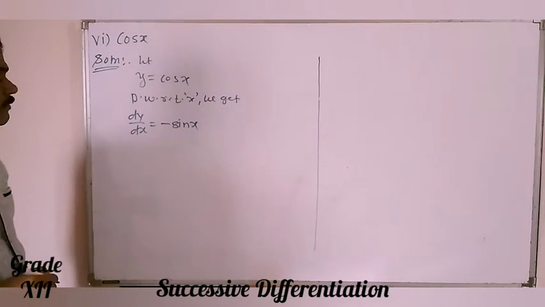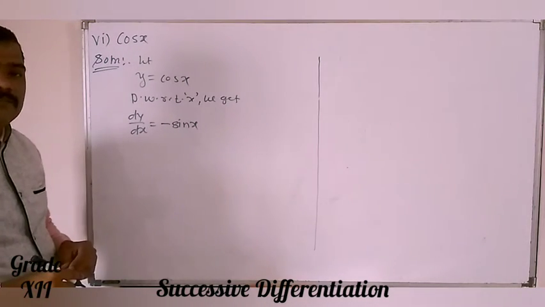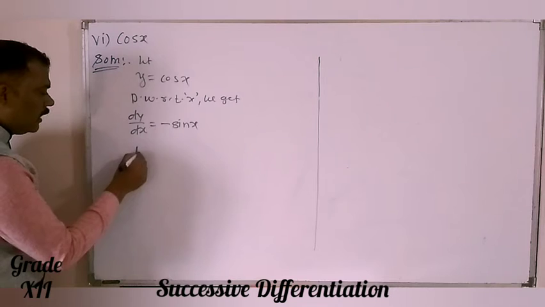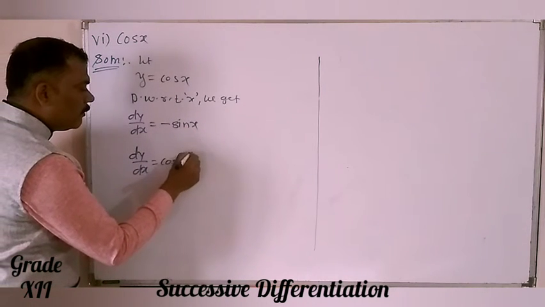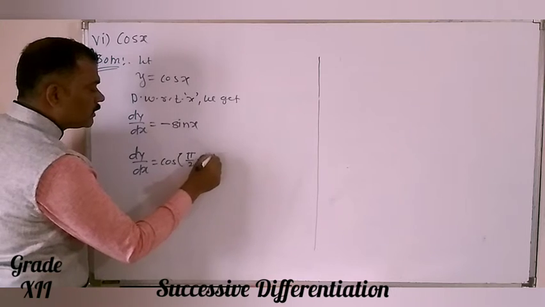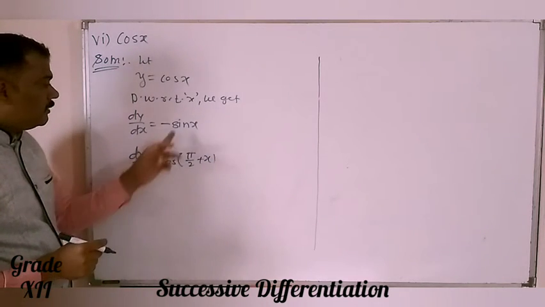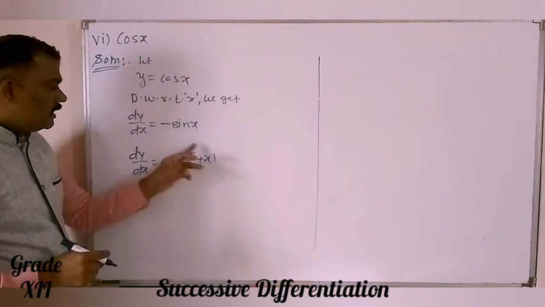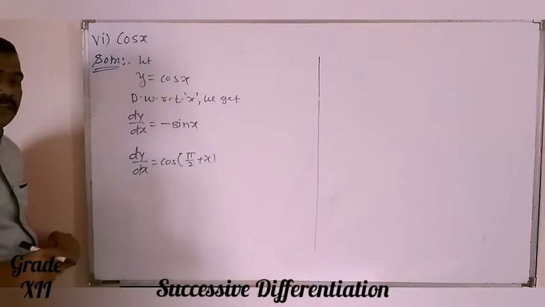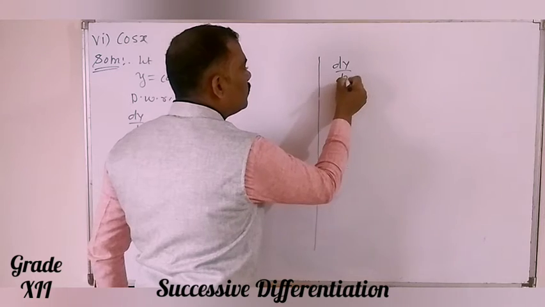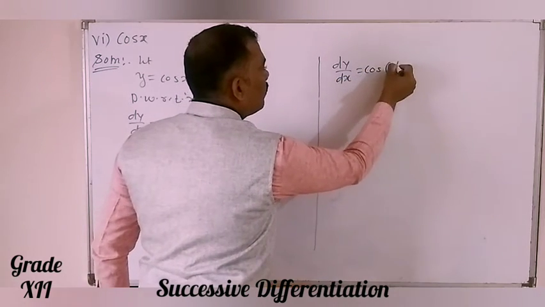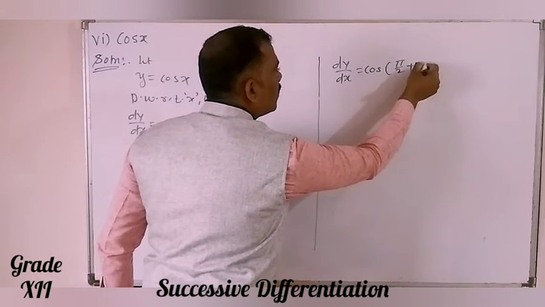By using the other angle formulae, we can write this sin x in terms of cos, so that what we have to write is dy by dx is equal to cos of pi by 2 plus x. Cos of 90 plus theta is nothing but minus sin theta, since it is in the second quadrant, we get the negative sign, so that we can write dy by dx is equal to cos of pi by 2 plus x.